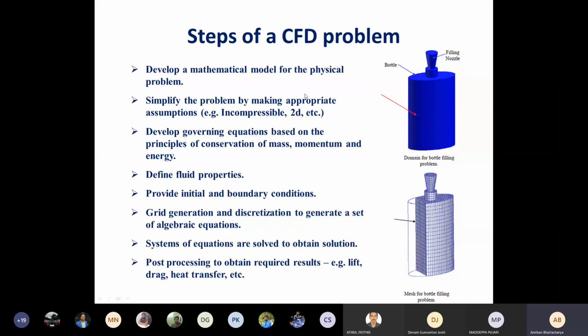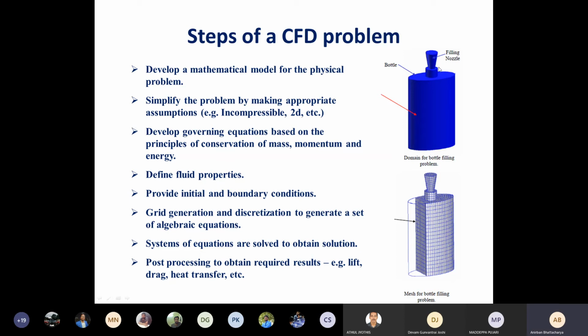Now we can simplify the problem, so we have to take appropriate assumptions. I will think about whether it can be simplified to a 2D problem or whether it needs to be a 3D problem. Not only based on whether we can simplify or not, we have to also think about our computational resources. Maybe the computational resources are limited and I cannot solve it using 3D. Then I will take a 2D section along the central line and try to solve it using 2D, and that also will give us some good idea about the results.